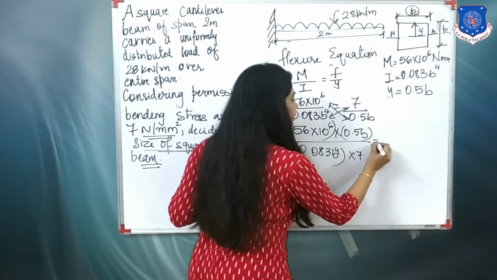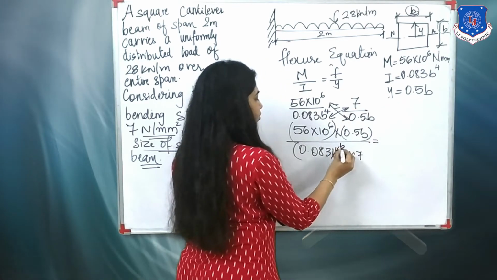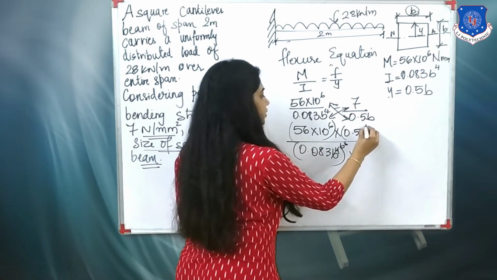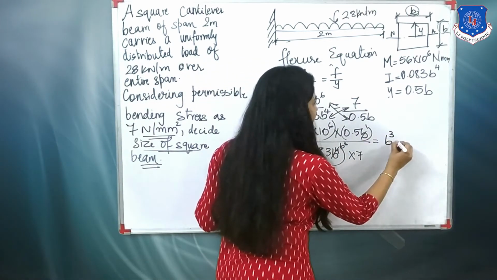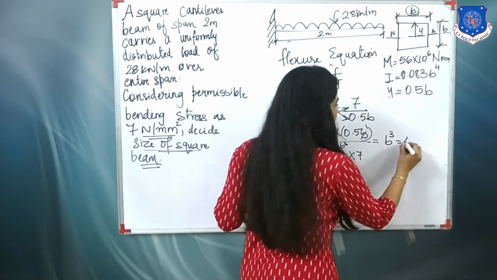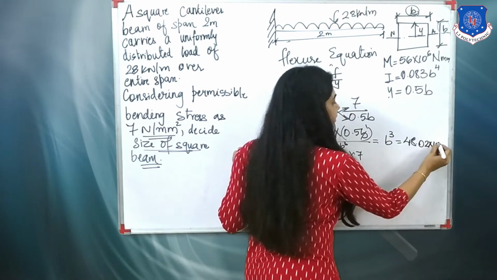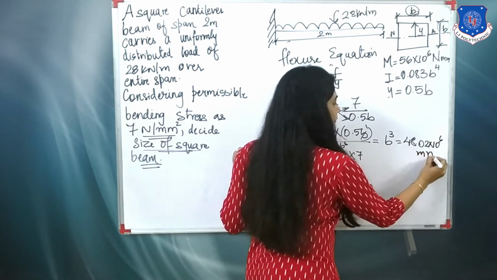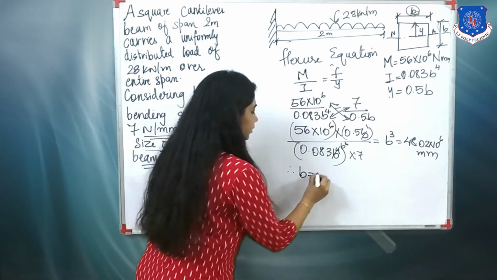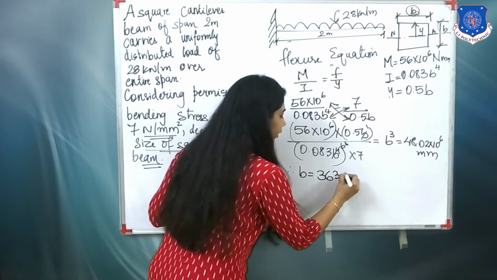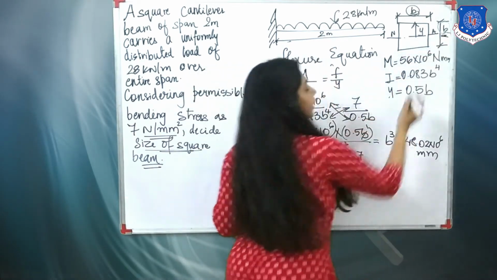So finally, if I get the value, because over here it is B raised to 3 and this B cancels. So here my B raised to cube will be 48.02 into 10 raised to 6 mm. Finally, if I bifurcate, my B becomes 363.5 mm. Unit will be mm.